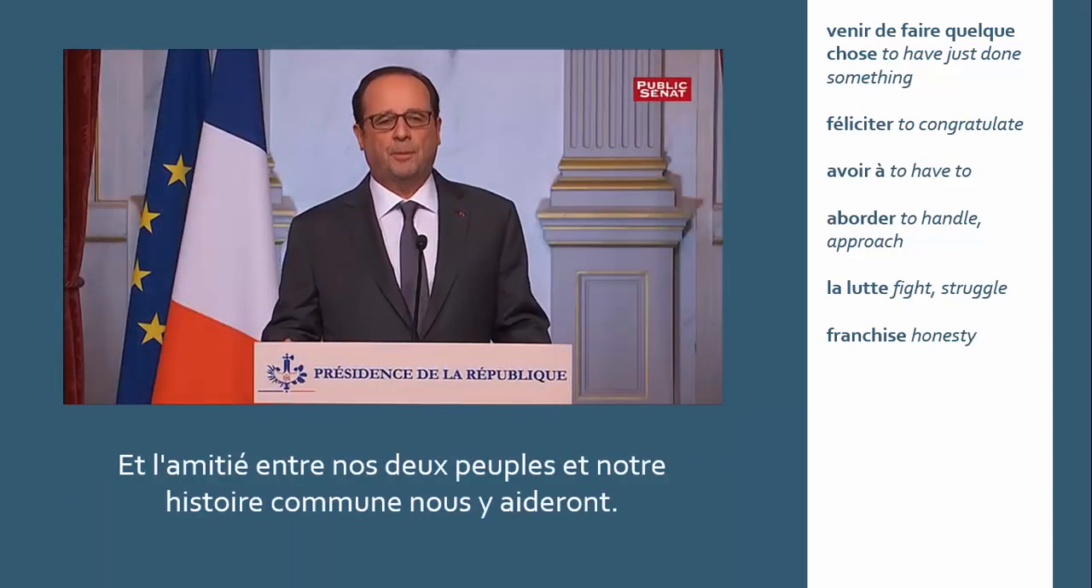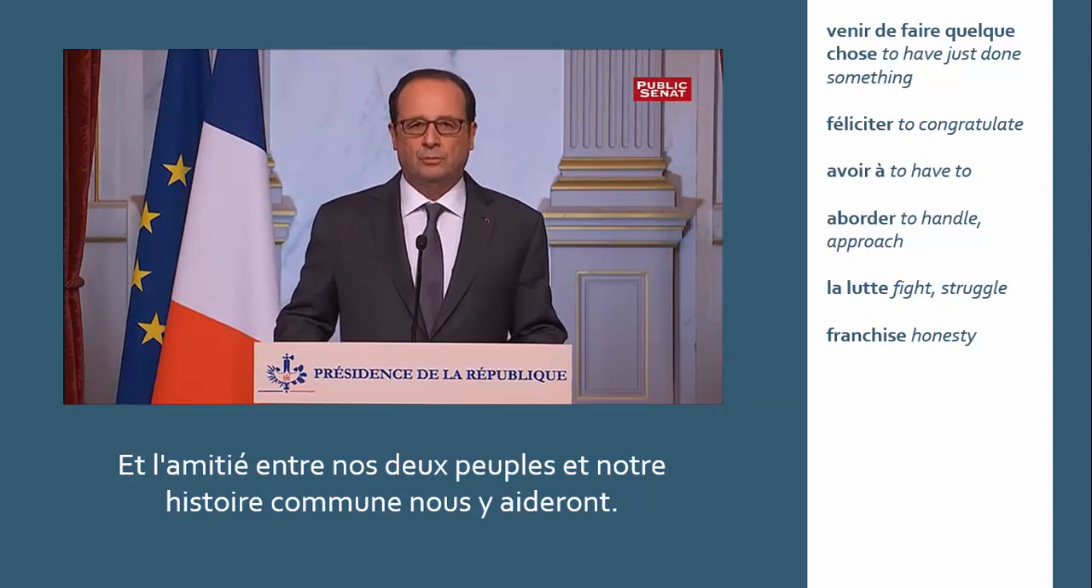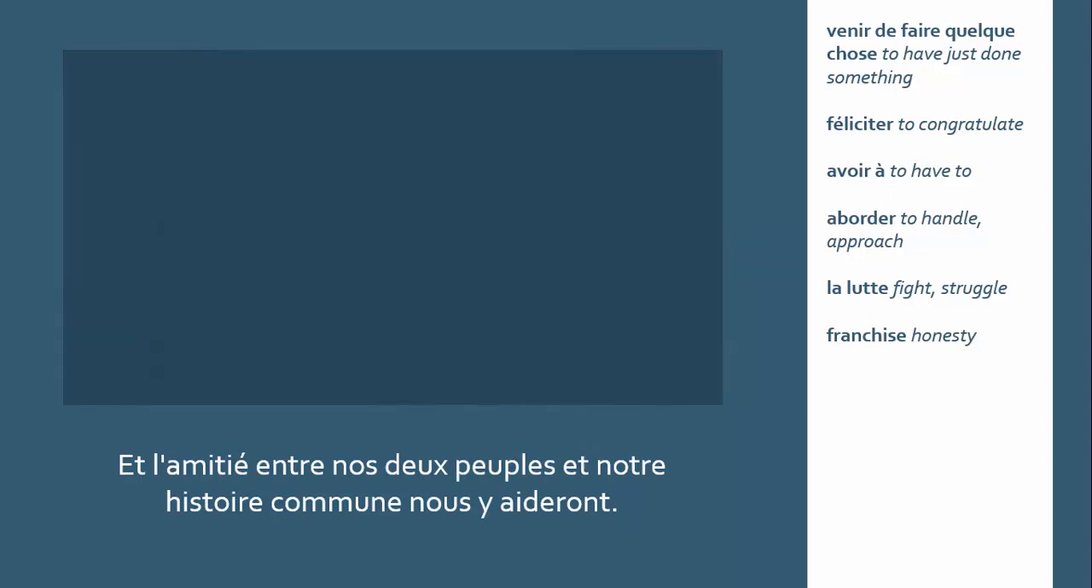Et l'amitié entre nos deux peuples et notre histoire commune, nous y aiderons. So, et l'amitié and the friendship entre nos deux peuples, between our two peoples, as it were, et notre histoire commune, and our common history, our shared history, nous y aiderons, will help us there, or perhaps will help us in that. The y here is optional, right? You don't need it. You could say, et l'amitié entre nos deux peuples et notre histoire commune, nous aiderons. But I suppose the y literally means there. In English, you might say, will help us in that.